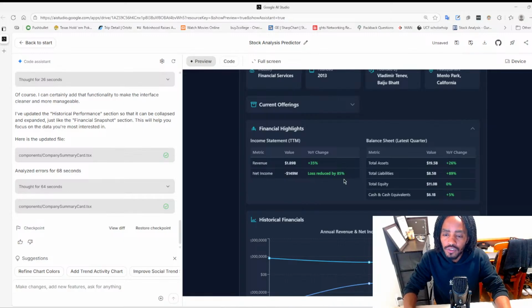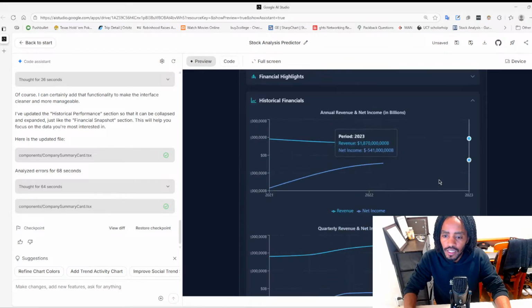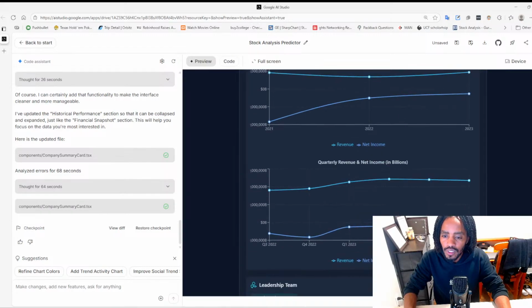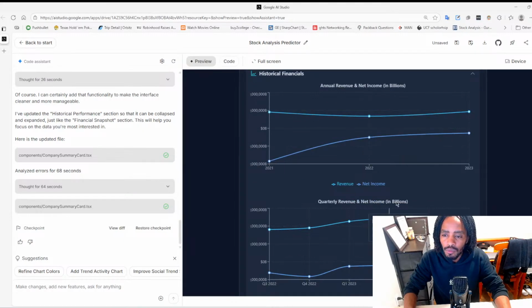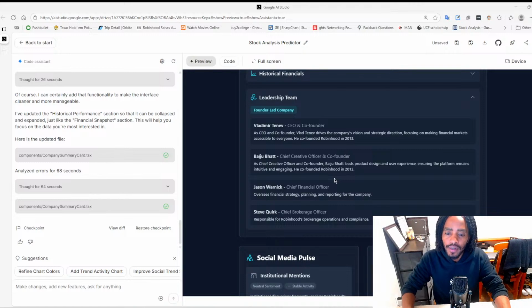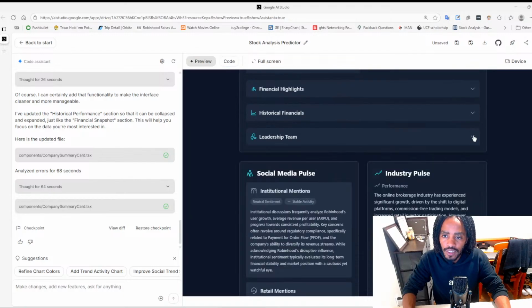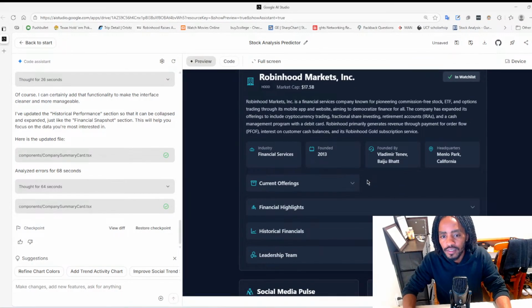So boom, net income loss reduced by 85%. All right, so I can collapse this, and this has annualized net income in billions, quarterly revenues. All right, it's okay. I guess I don't mind this. So let me hide that away. And so I got financial highlights, historical financials, leadership. The leadership section is also collapsible. So this isn't bad. I actually kind of like this.